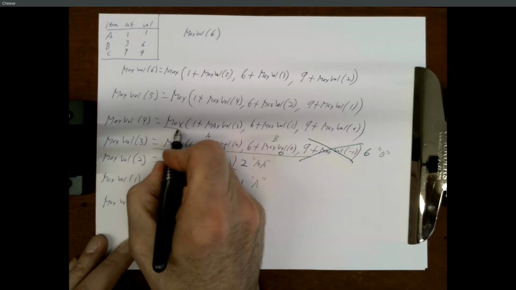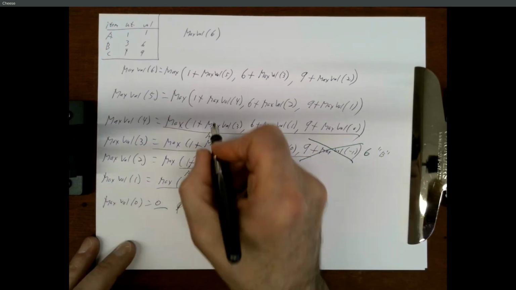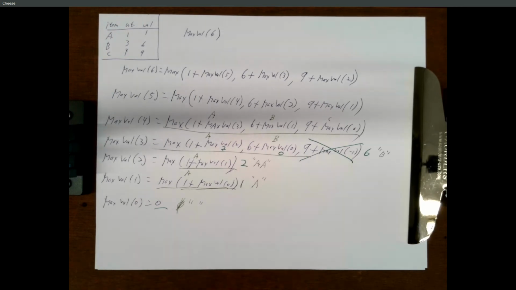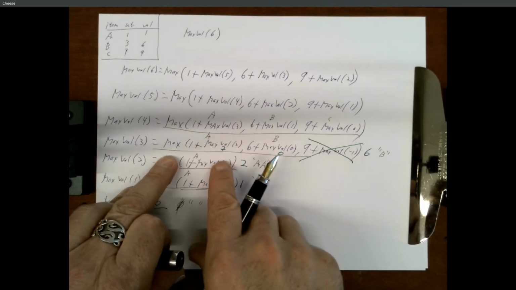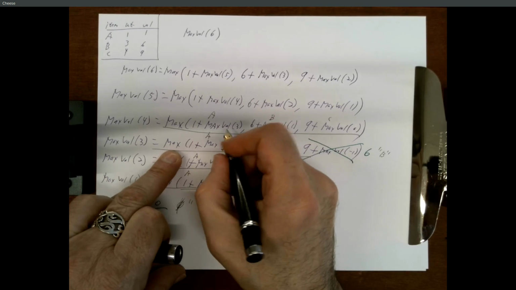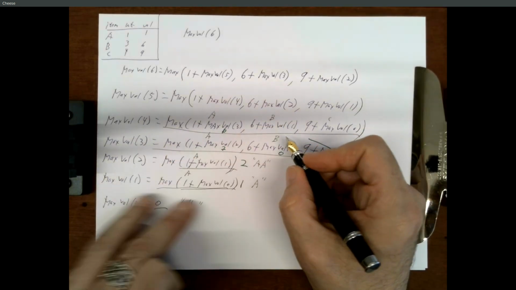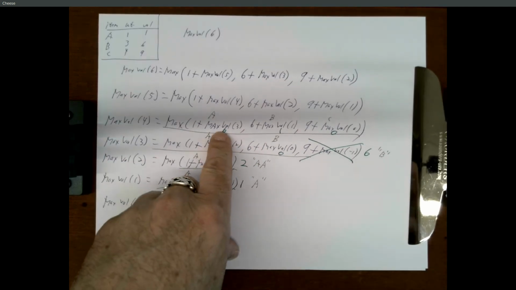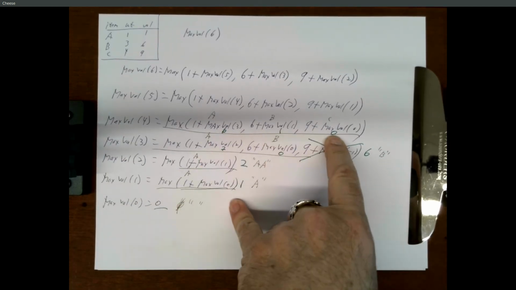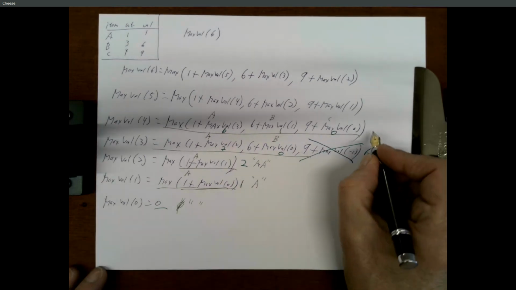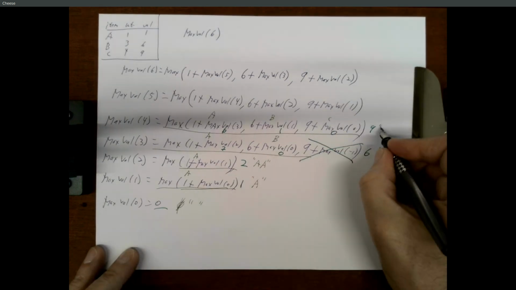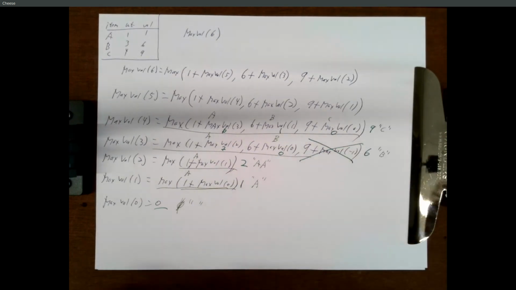Okay, now it starts to get fun. Max val of 4, well, this is the result of putting in item A, B, or C. So max val of 3 is equal to 6. Max val of 1 is equal to 1. Max val of 0 is equal to 0. So we have 1 plus 6 is 7. 6 plus 1 is 7. 9 plus 0 is 9. That's the largest. So max val of 4 is 9. And the inventory that gets us that is just 1 of item C.